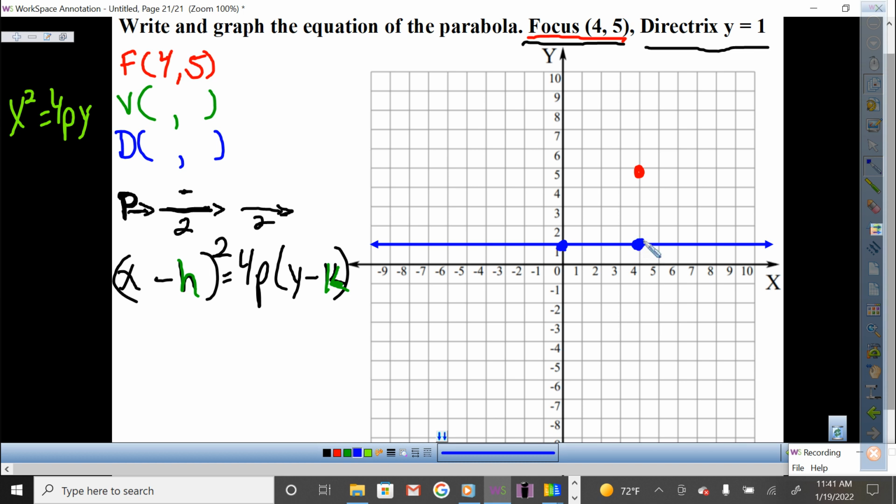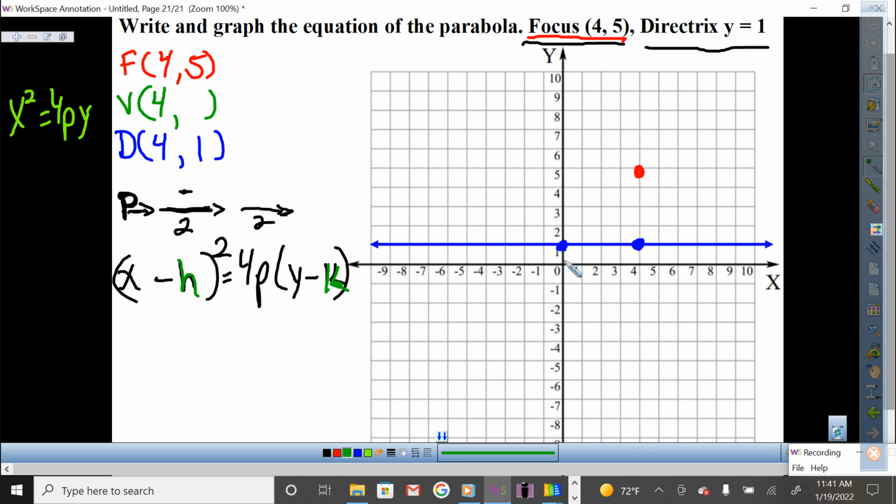You need to follow the focus straight to the directrix and place your new point. What is our new point? 4, 1. So that goes right there. And why do we need that, Mr. Q? Because now we can see what both points have in common. Look at the coordinates. What do both points have in common? The 4. That means the vertex also has a 4.